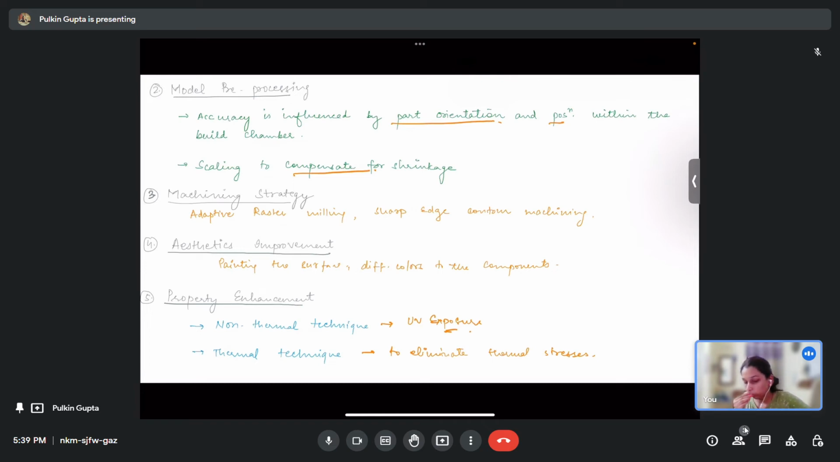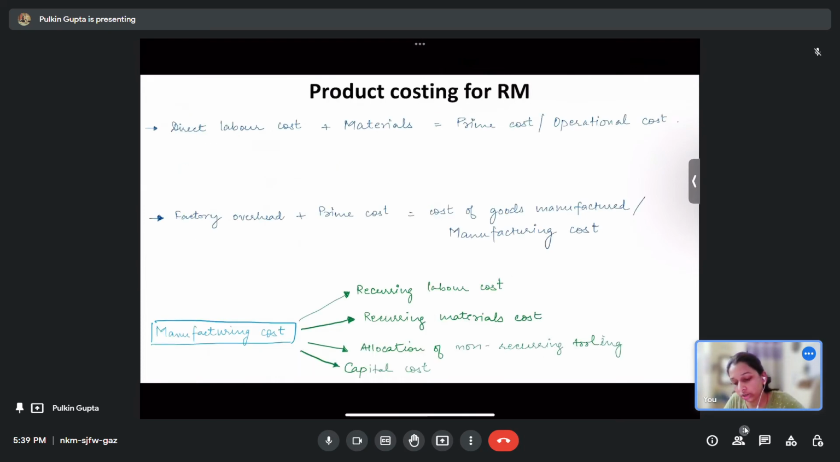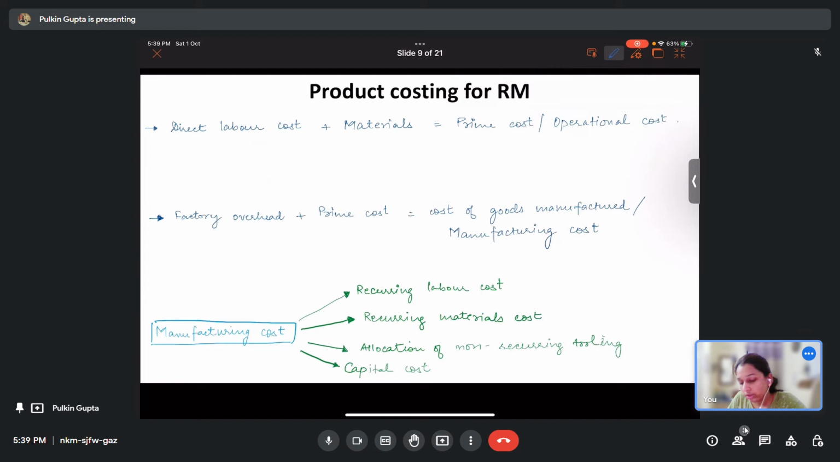Now let us move to the second part of the week's content, that is product costing for rapid manufacturing parts. So first is the direct labor cost plus materials cost. The direct labor cost is the cost associated with the labor. Okay, so there will be certain people operating the machine who are putting in their time every day for your component manufacture. So they need to be paid certain wages. So that comes under your direct labor cost.